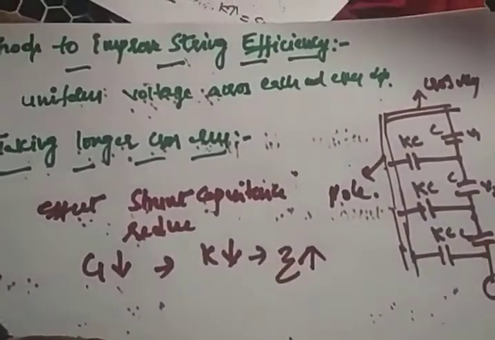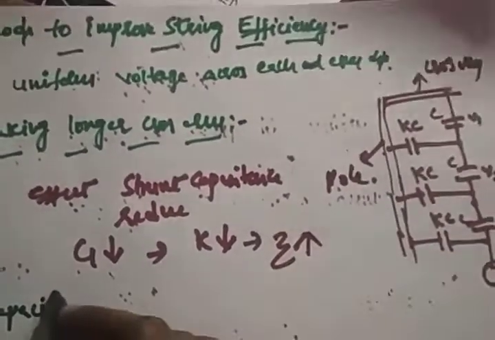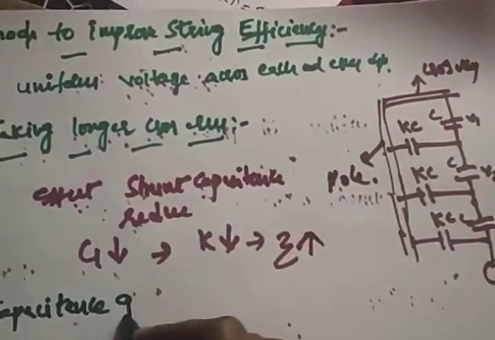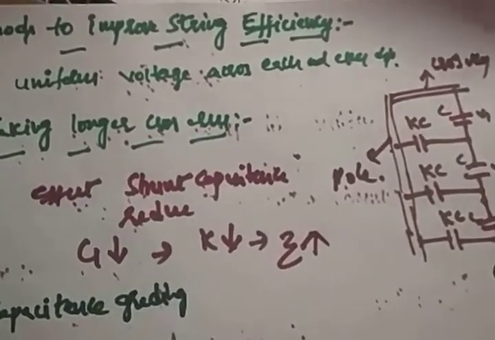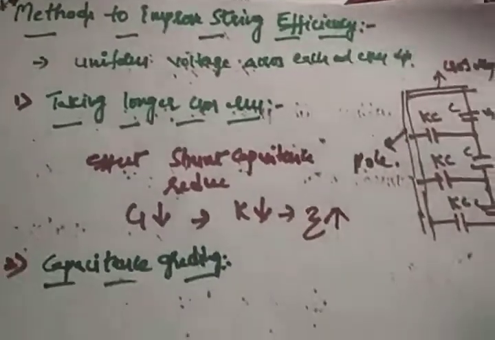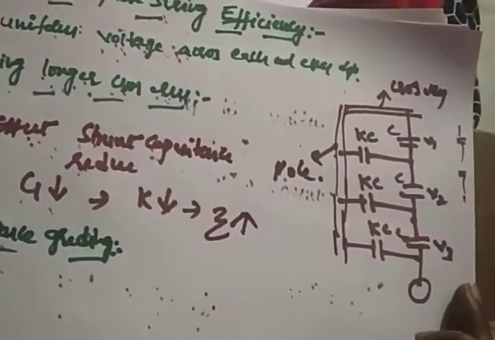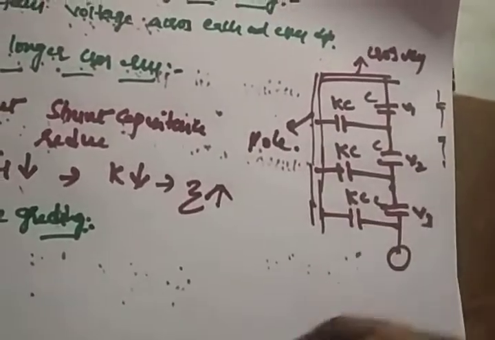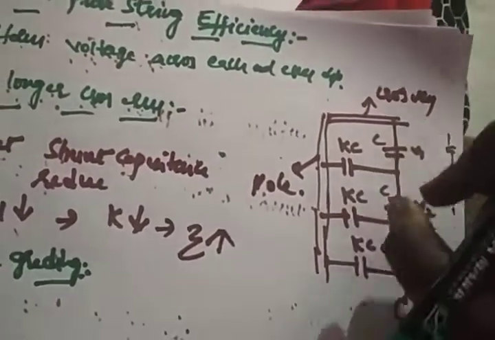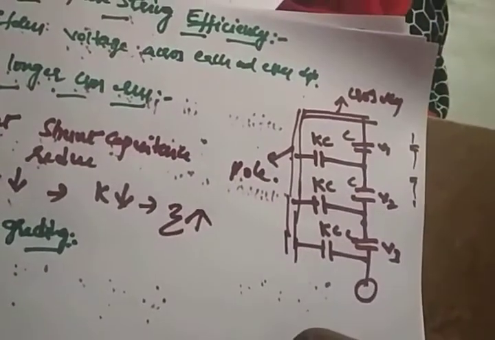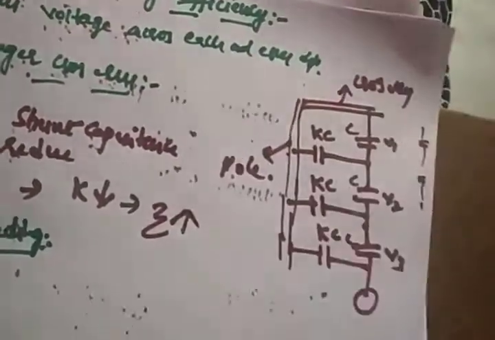And the second method is capacitance grading. So what is capacitance grading? That means now I'm not taking equal capacitance, meaning equal values of capacitance. I'm taking different values of capacitance.